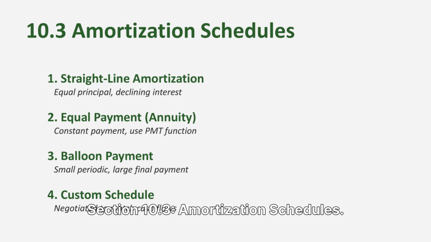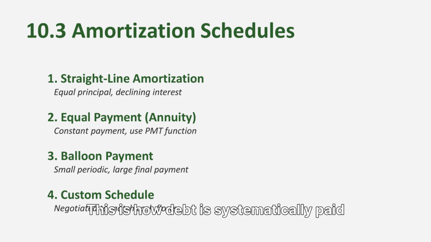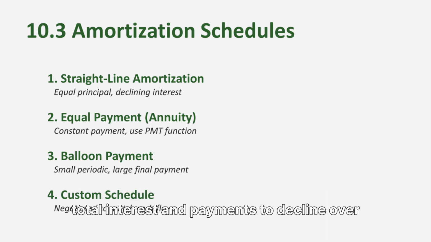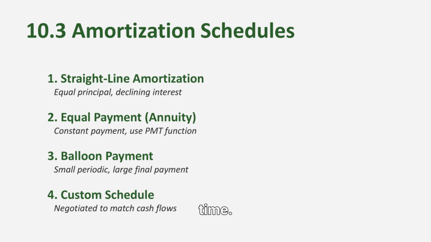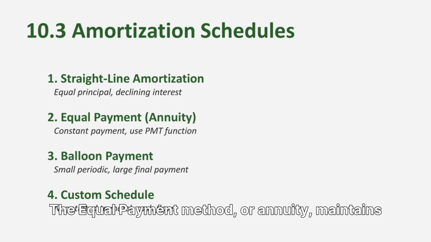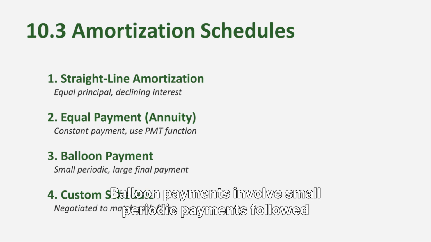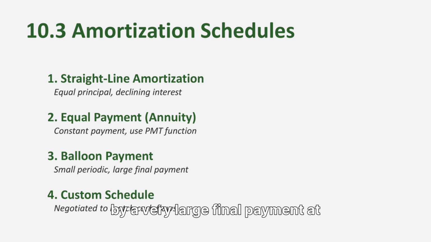Section 10.3, Amortization Schedules. This is how debt is systematically paid off through regular installments. Straight-line amortization features equal principal payments, causing total interest and payments to decline over time. The equal payment method, or annuity, maintains a constant total payment, common in consumer mortgages. Balloon payments involve small periodic payments followed by a very large final payment at the loan's maturity.